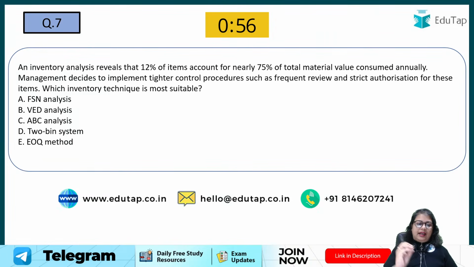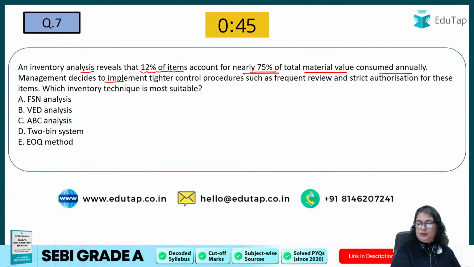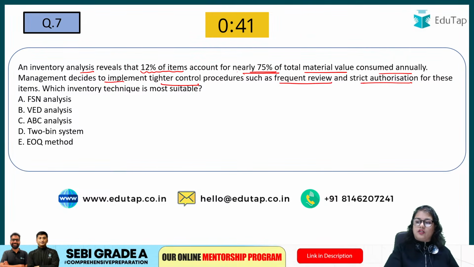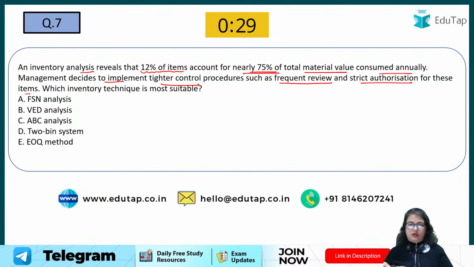An inventory analysis reveals 12% of the items account for nearly 75% of the total material value consumed annually. Management decides to implement tighter control procedures such as frequent review and strict authorization for these items. That means in the whole inventory, it is just 12%, but its monetary value or material value is 75%. So which inventory technique is the most suitable here?